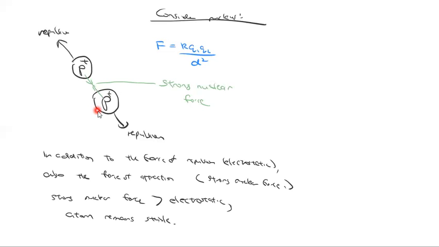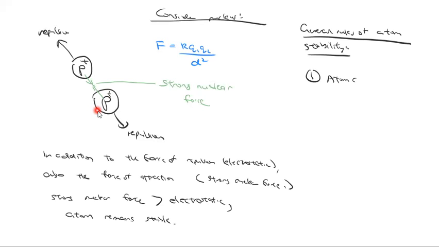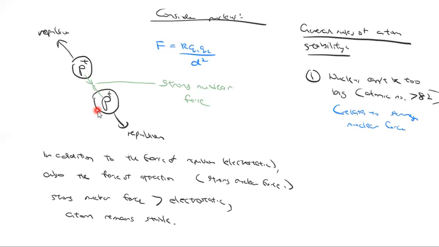Now, the general rules of atom stability are very kind of simple. The atom can't be too big. Or more specifically, the nucleus can't be too big. Basically, an atomic number greater than 82 means it's unstable and it will decay. This one relates to your strong nuclear force, and we'll explain that a bit.